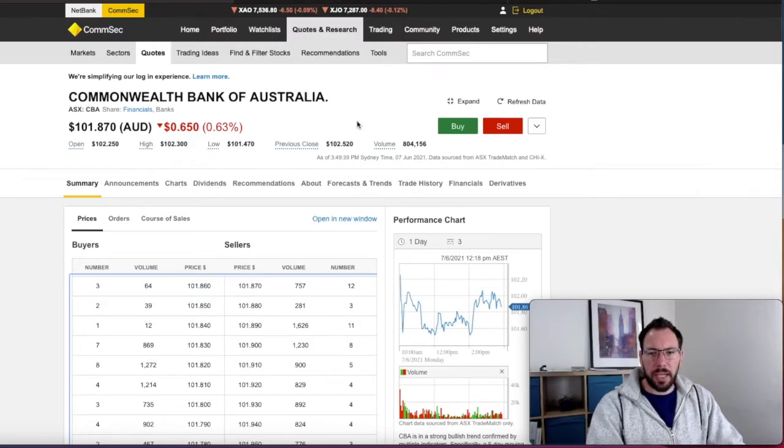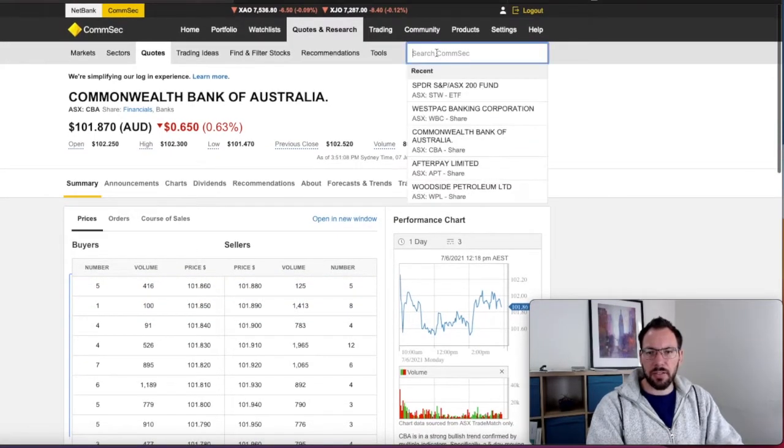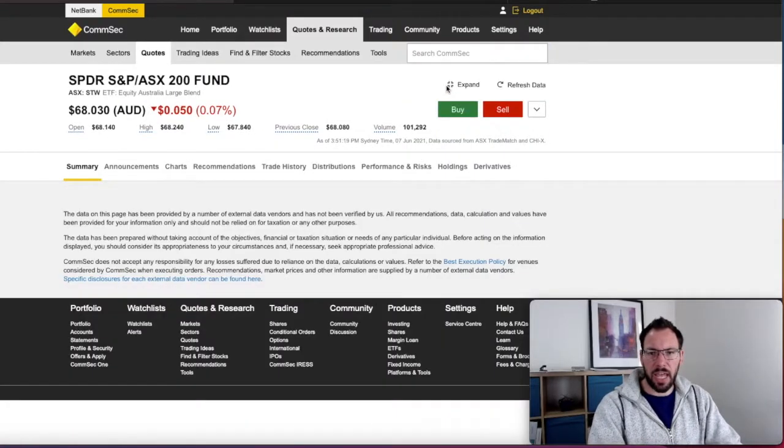So with the Commonwealth Bank, we'll just refresh this data. We can see that a bit more volume's gone through. Price hasn't changed that much. And because the market's about to close, we'll go into one of the ETFs and we'll do a demonstration on how to place a trade.